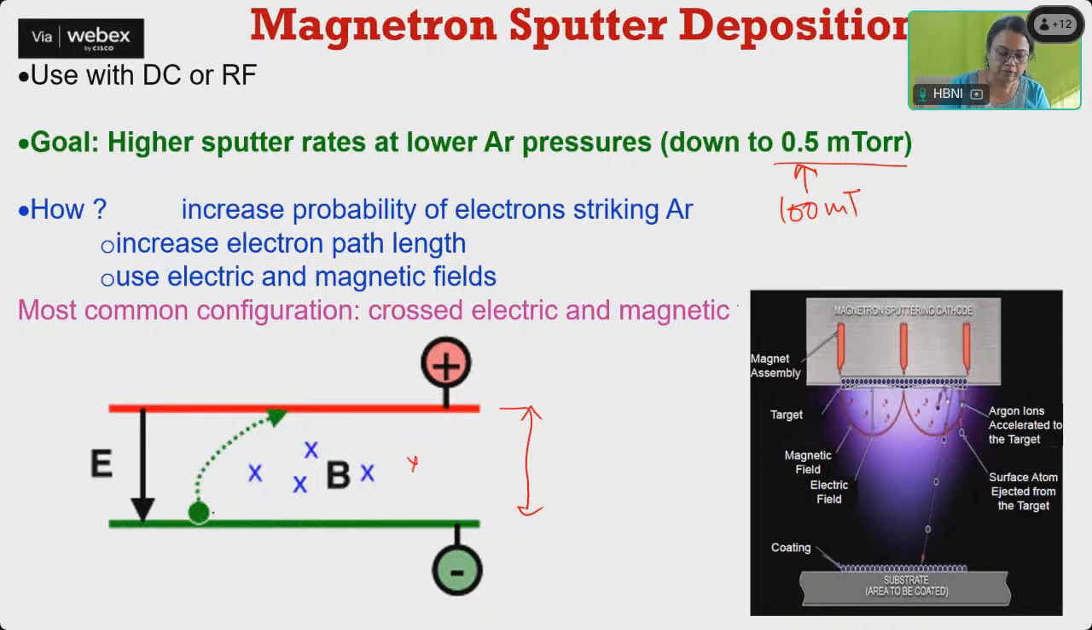So any electron which is getting ejected will start forming a curved path. This increases the electron path length, and so increases the probability of electrons striking the argon. The striking will be more, so more and more ion formation will be there. We are using both the electric field and the magnetic field, and it can be used with both DC or RF.